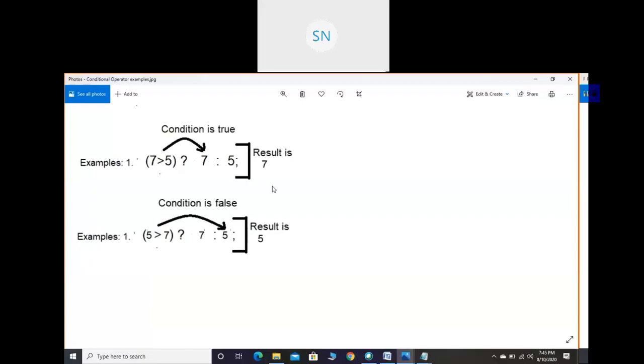The first is the condition: 7 greater than 5 is the condition. Then 7 is expression 1 and 5 is expression 2. So the condition is true, then it will select one of the results. Suppose I have written 5 colon 7, what will happen then? It will select 7. Then it will be the second one, right? It is not the first one all the time. No, no, it depends on the condition. Whether we write the result in any order, it depends on the condition.